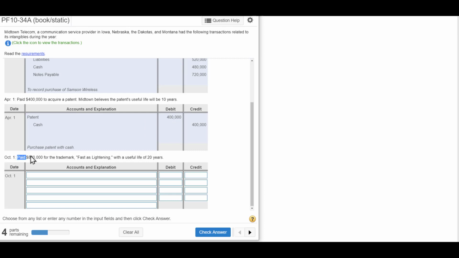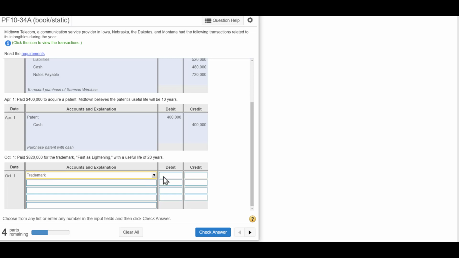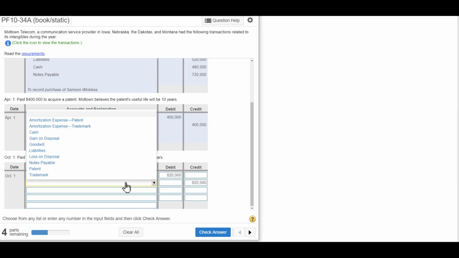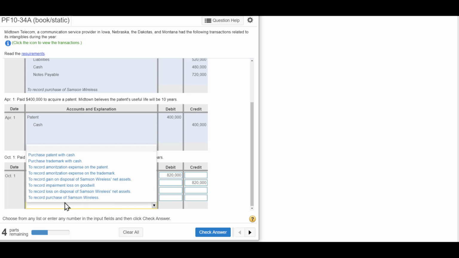Next, on October 1st, we paid $820,000 for the trademark Fast as Lightning with a useful life of 20 years. So we now have a trademark, which is an intangible asset, worth $820,000. And we paid cash for that.